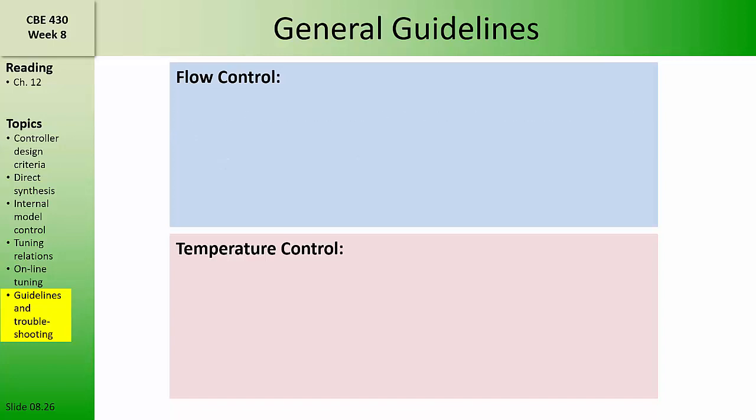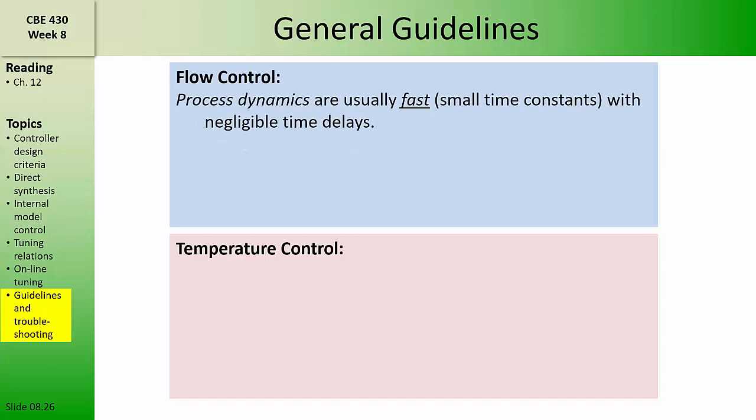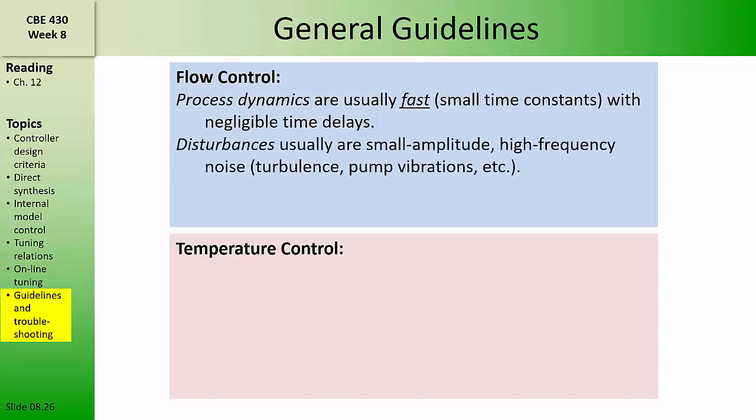Chapter 12 of our text ends by providing some general guidelines for tuning and troubleshooting feedback control loops. For flow control, the process dynamics are usually fast. That is, they have relatively small time constants. Often the largest time constant is simply the actuation of the valve, and these can have negligible time delays. Disturbances are usually small amplitude, high frequency noise associated with things like turbulence in the flow measurement or vibrations from a pump, etc. For most flow control operations, PI control is suitable.